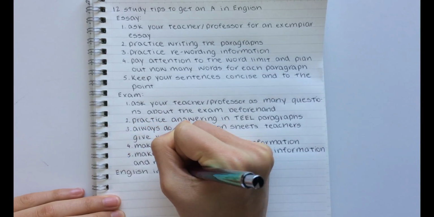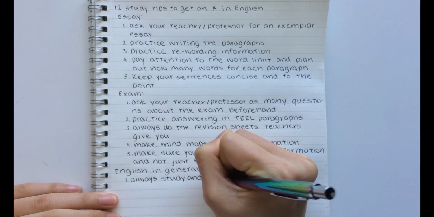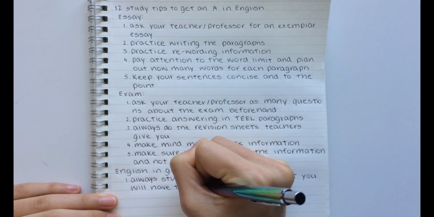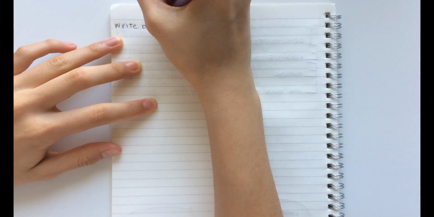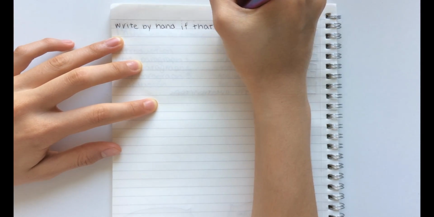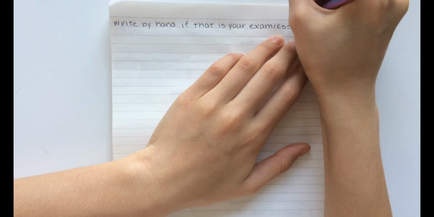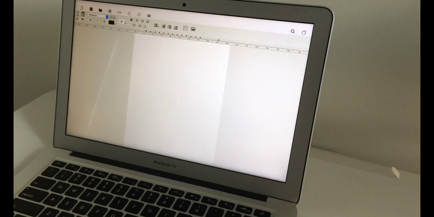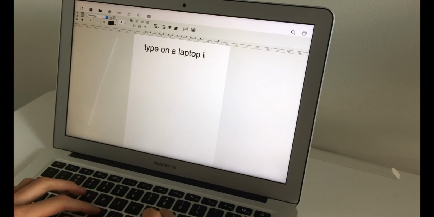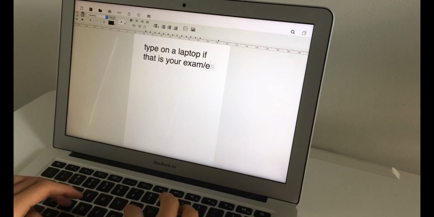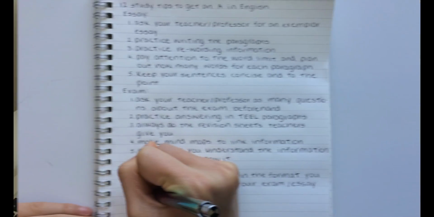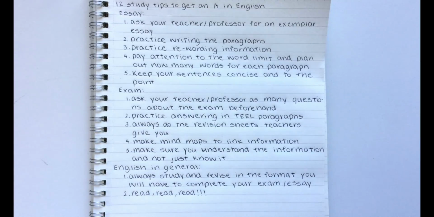The first tip for studying for English in general is always study and revise in the format you will have to complete your exam or essay. So this means that if you have to complete your exam with pen and paper, always study and revise with pen and paper. But if you have to write your essay on your laptop, it is more beneficial to study on your laptop.